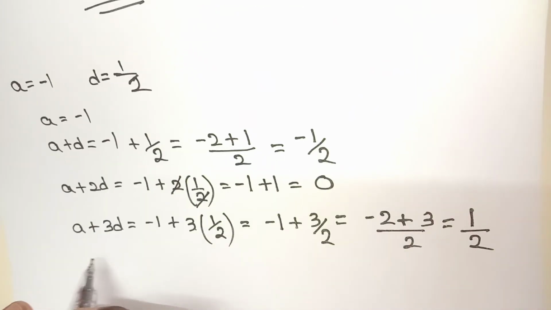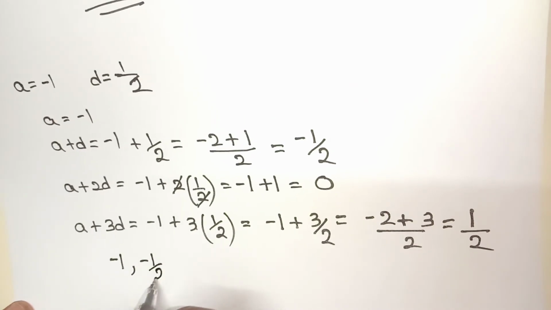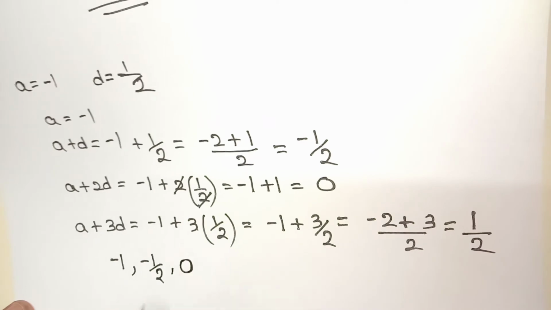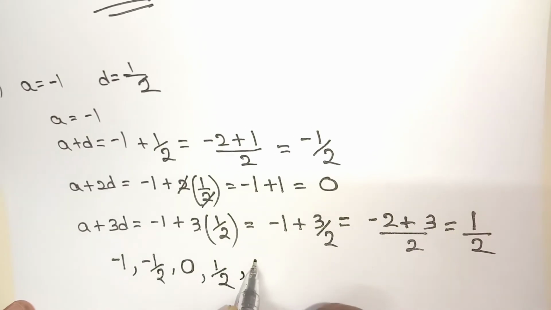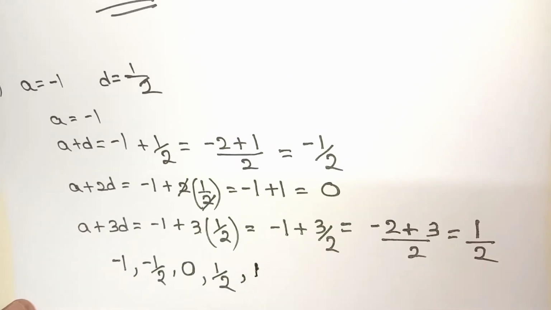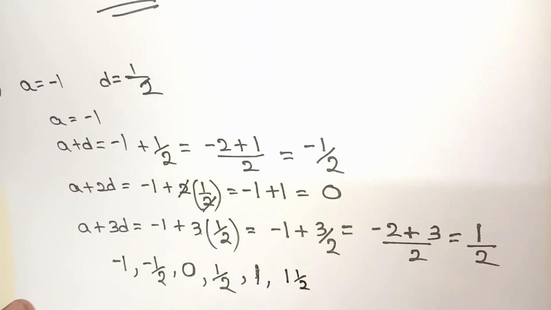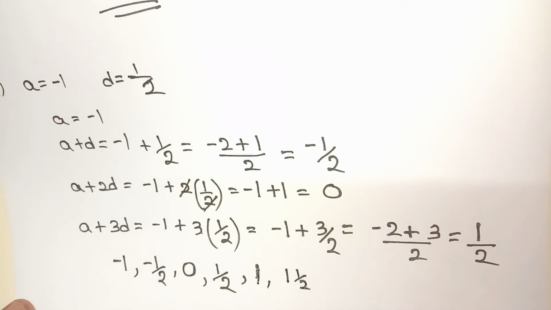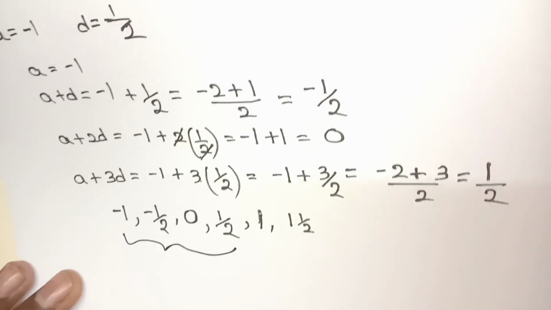Now we shall write it over here. That is minus 1, minus half, 0, half, and 1. Okay, if we are going to find out one more term, it will be 1 and a half. Obviously, we're going to be adding the common difference, that is half, and it goes on. But not required, okay? It asks for only 4 terms. Okay, let's go to the 5th question now.